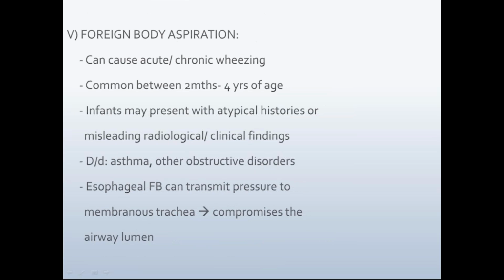Another important thing is foreign body aspiration. It is common between 2 months to 4 years of age. Infants may present with atypical histories or misleading radiological and clinical findings. One should not confuse asthma with foreign body. And one more thing, during foreign body aspiration, rather than wheezing, the child usually presents with stridor. So you have to differentiate whether it is stridor or a wheeze, and also get your x-rays, AP and also lateral views.